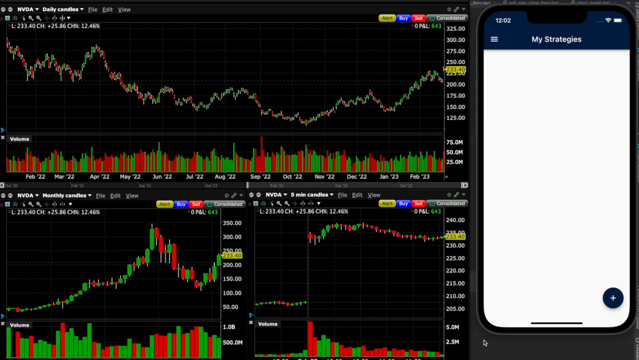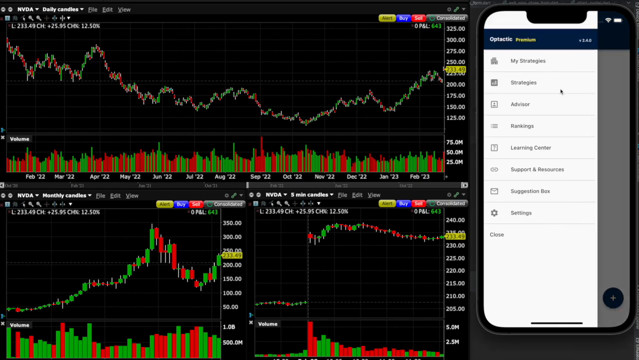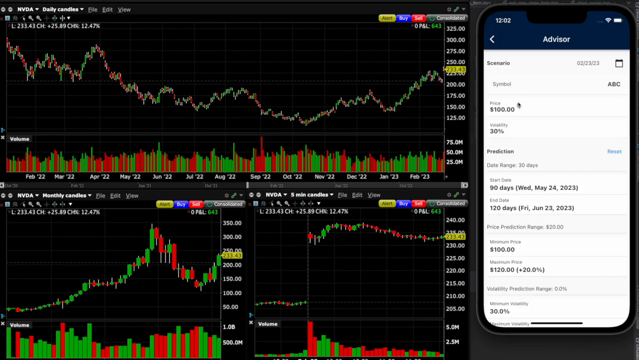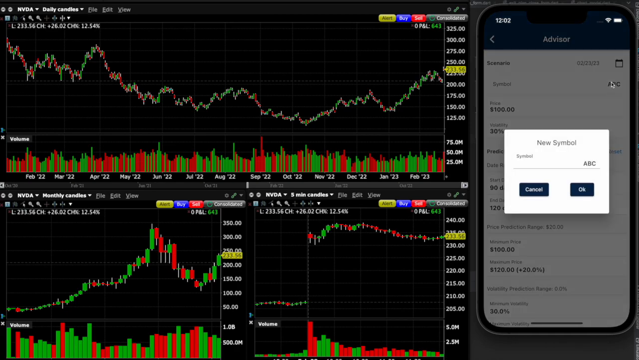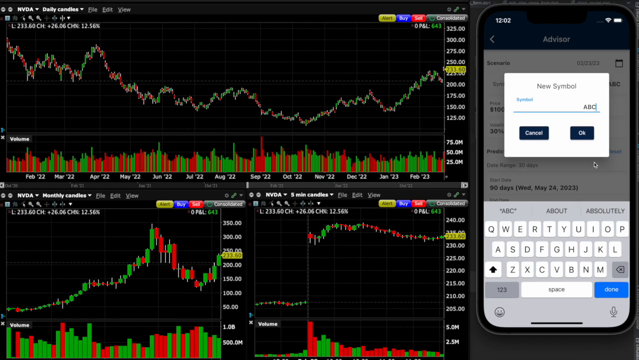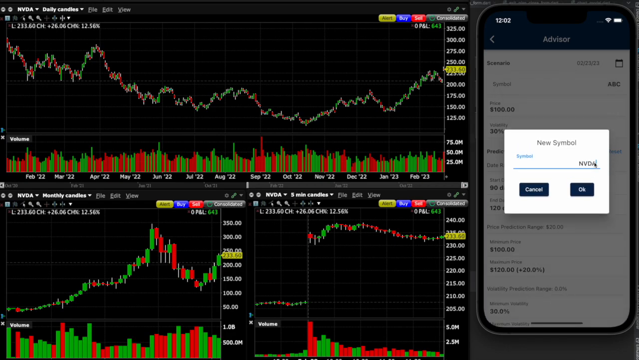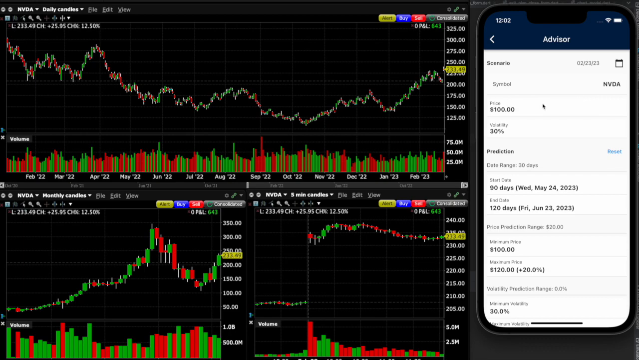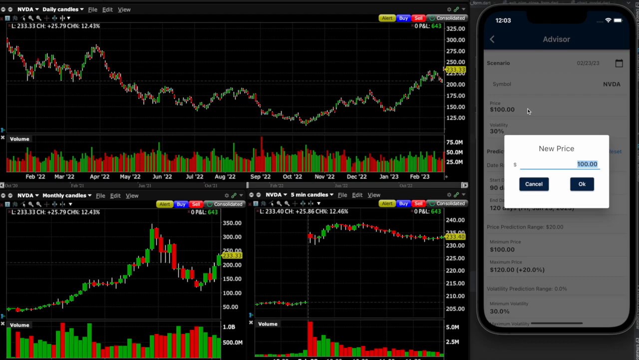Next, I'll use the Advisor feature to recommend some strategies. To find the Advisor, click the App Drawer button on the top left corner of the app. In the slide-out menu, click on the Advisor menu and it will bring you to the Advisor screen. First, we'll set up some stock information. We'll fill out the current price and volatility information. You can find the volatility information from your broker or any other websites. You don't need to be super accurate. A rough estimate is good enough.